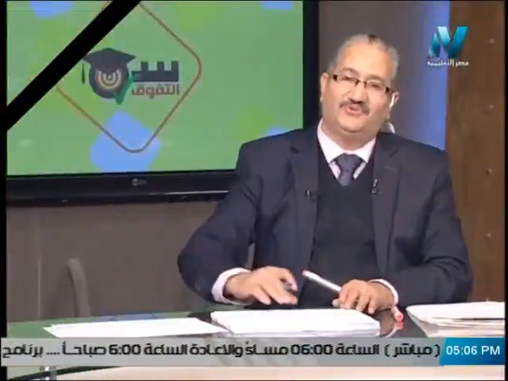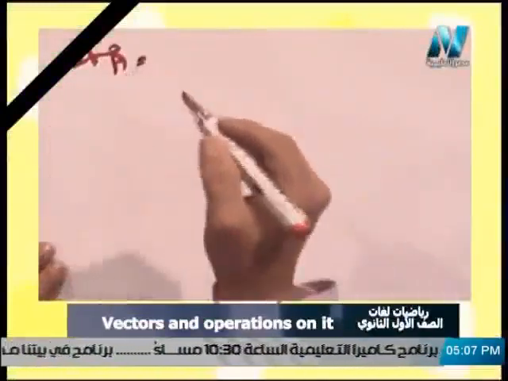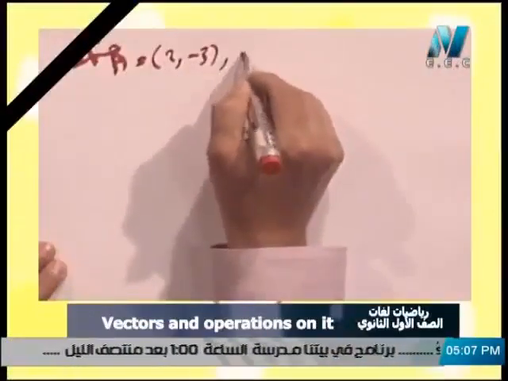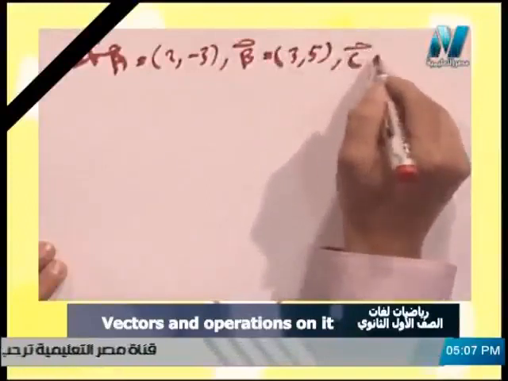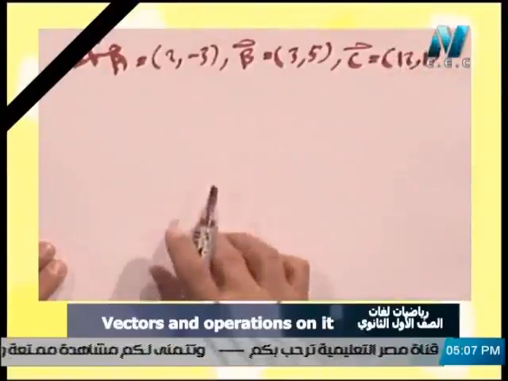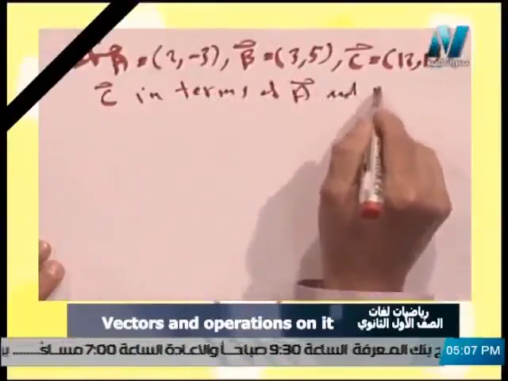My dear students, it's very easy for you to find subtraction, multiplying, dividing, or adding of vectors. So concentrate with me now to solve a new question. We have here another question. If the vector a equals 2 and negative 3, the vector b equals 3 and 5, and the vector c equals 12 and 1, you have to find the vector c in terms of the vector a and the vector b.